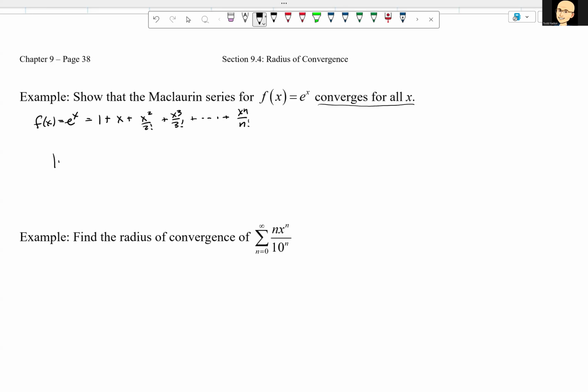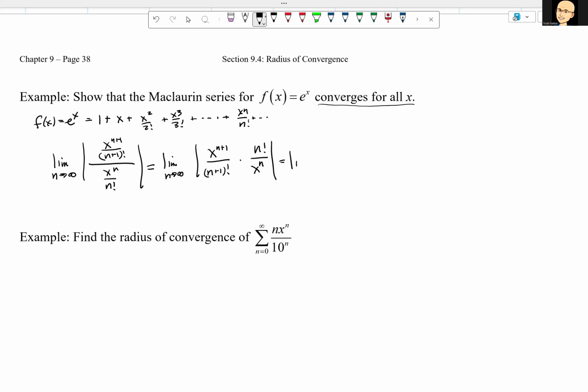Well, if I take the limit as n goes to infinity, and out of habit, I'm just going to put those absolute value symbols on there. And I put the n plus 1 term. In other words, every place I see an n, I replace it with n plus 1. And I divide it by the nth term. Now, this is awkwardly written, so I'm going to rewrite this as the limit as n goes to infinity of x to the n plus 1 over n plus 1 factorial times n factorial over x to the n.